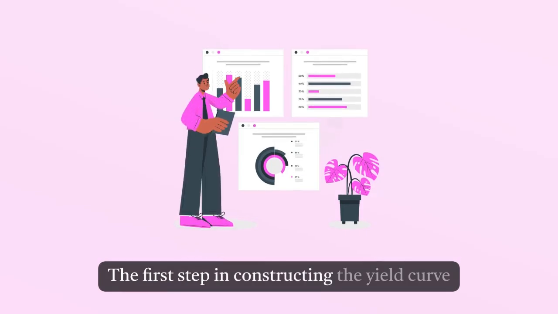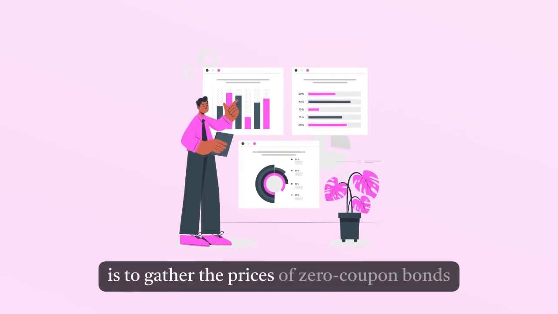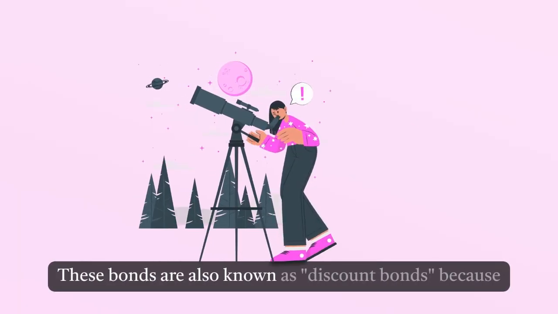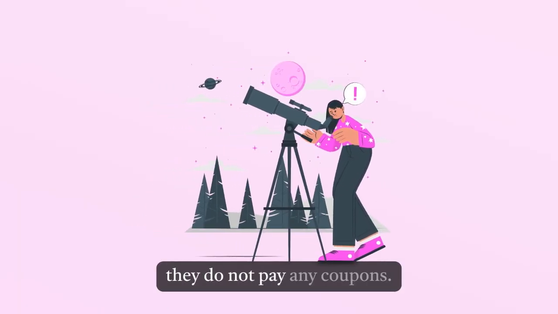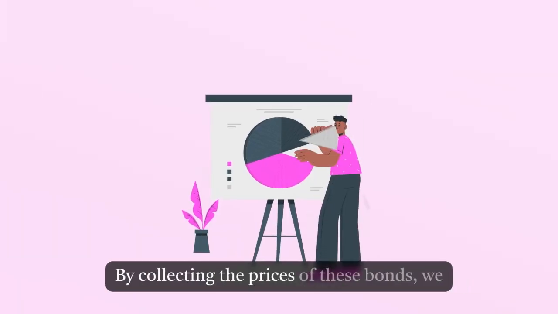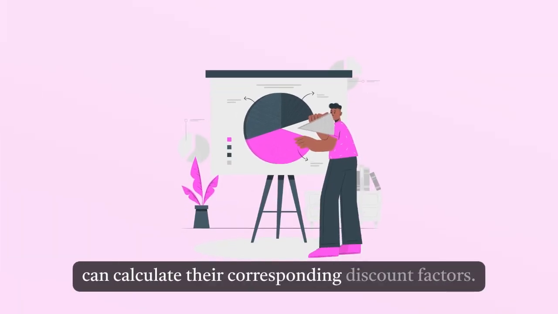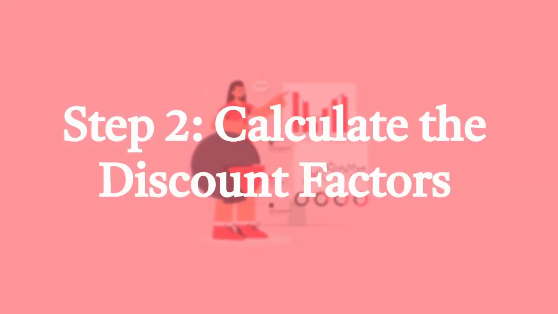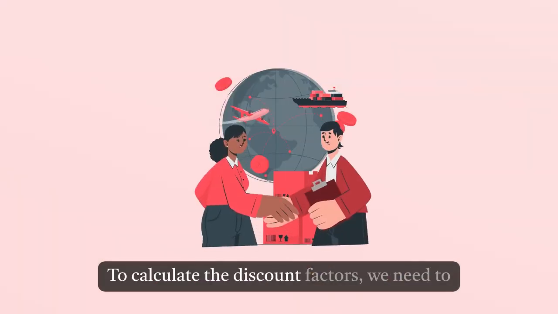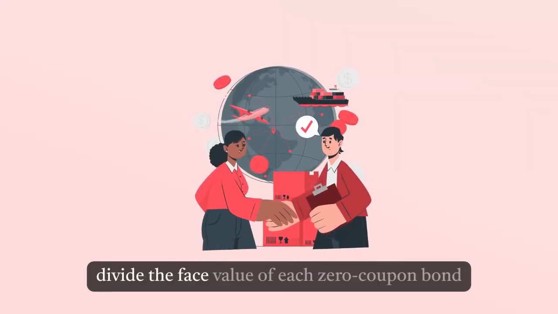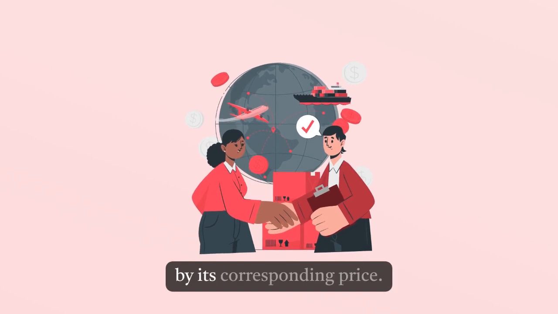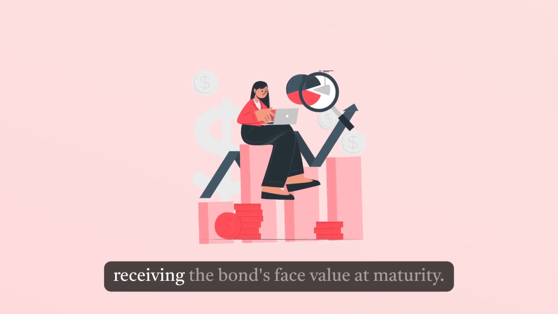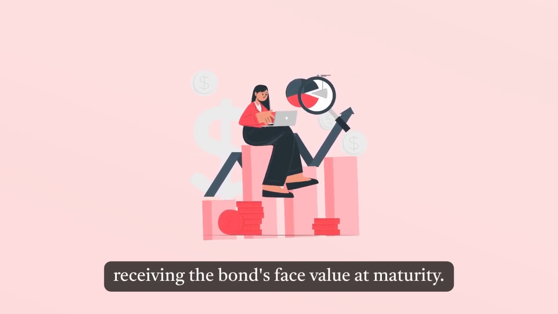The first step in constructing the yield curve is to gather the prices of zero-coupon bonds with different maturities. These bonds are also known as discount bonds because they do not pay any coupons. By collecting the prices of these bonds, we can calculate their corresponding discount factors. Step 2: Calculate the discount factors. To calculate the discount factors, we need to divide the face value of each zero-coupon bond by its corresponding price. These discount factors represent the present value of receiving the bond's face value at maturity.